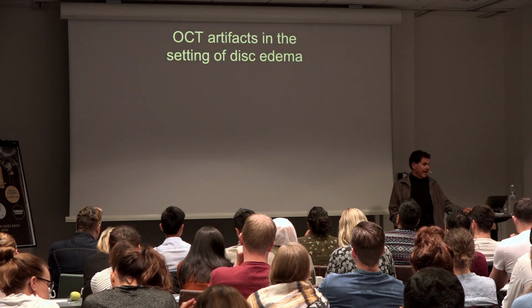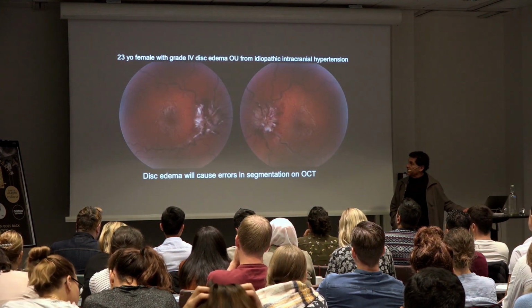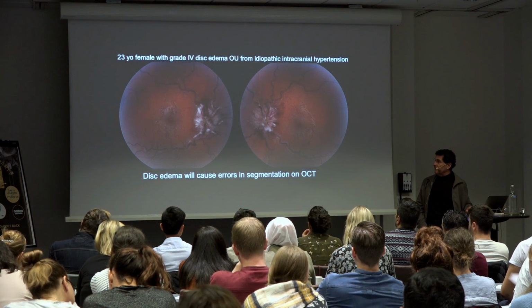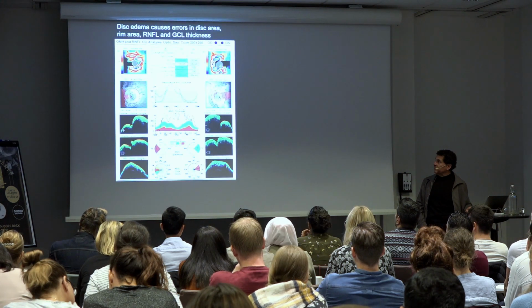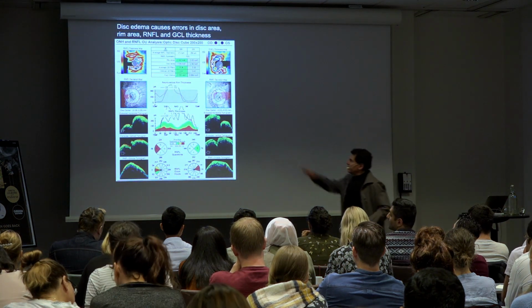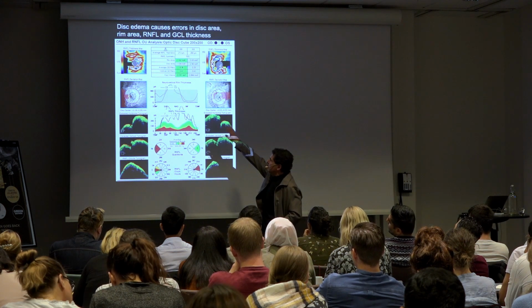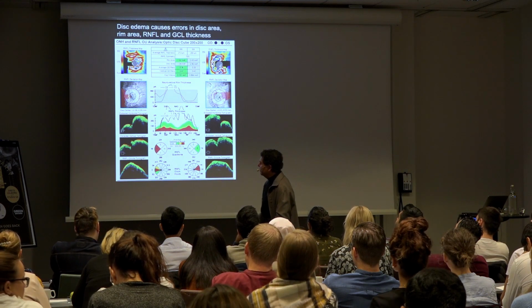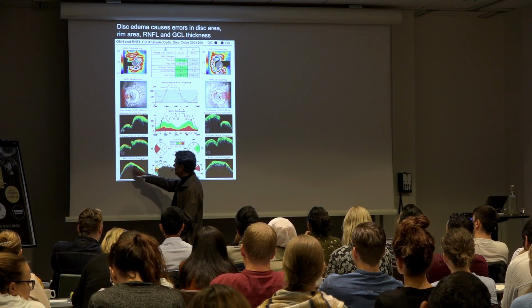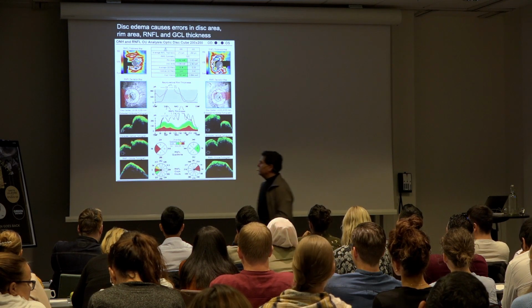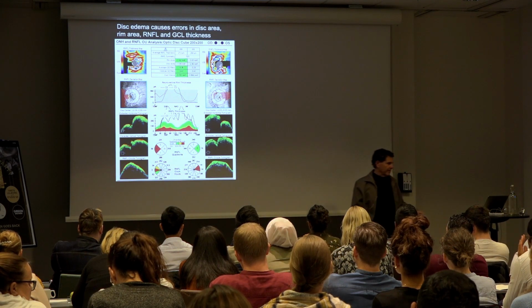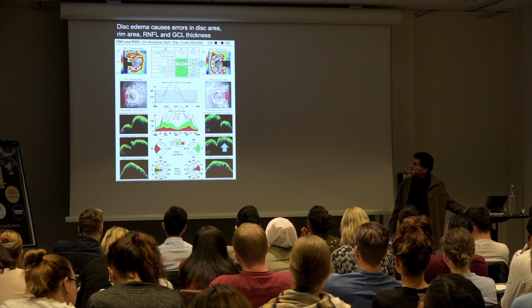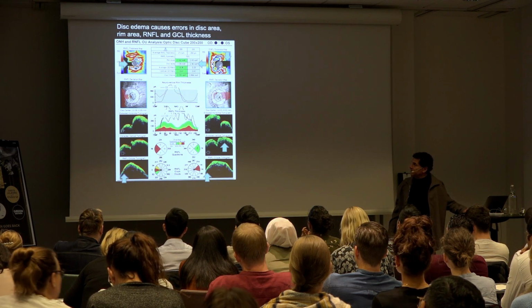Just a couple artifacts in the setting of disc edema. Be careful. As we said, when you have a lot of swelling of the nerve, the algorithm that finds those layers often fails. And you can kind of see that when you look at that color plot, when it looks all folded like that. It makes you think the algorithm, and if you look at the B scans, you can see it can't find where the layers are. The layer's too distorted for it to find an interface. So just be aware that these aren't that accurate in the setting of a very swollen nerve head.